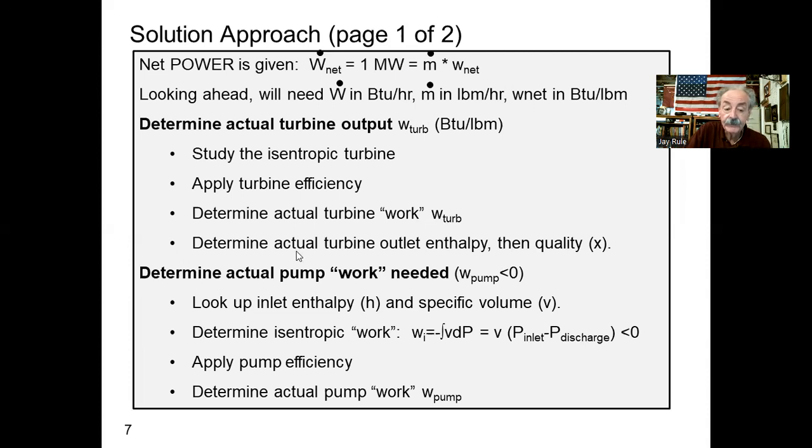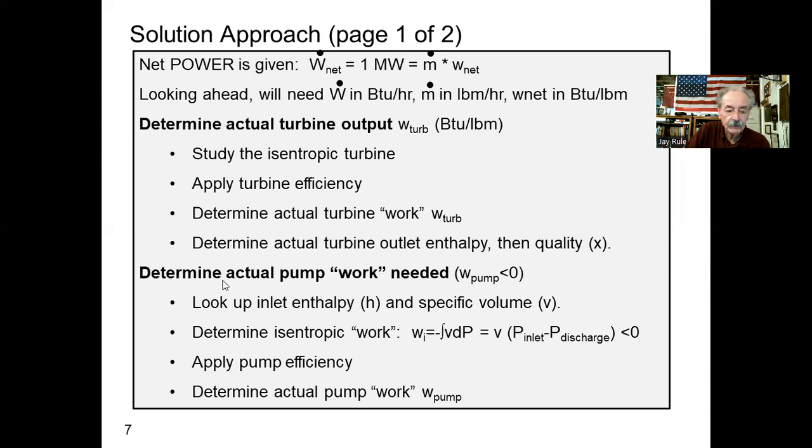Okay. Then we're going to determine the actual turbine outlet enthalpy using the first law in order to determine the quality at the exit of the turbine. That's what the homework problem is asking us to do. Okay. Then we're partway there.